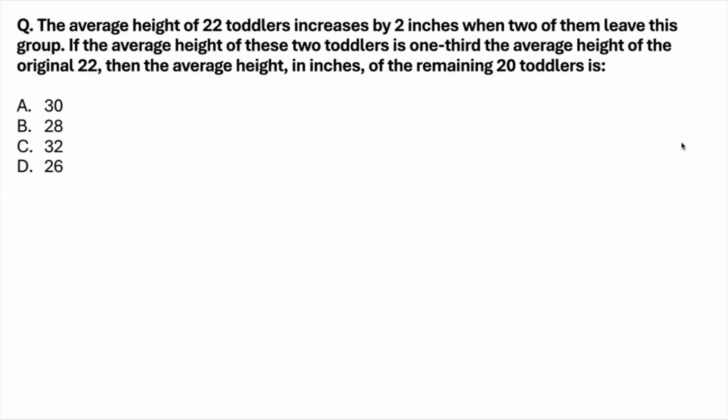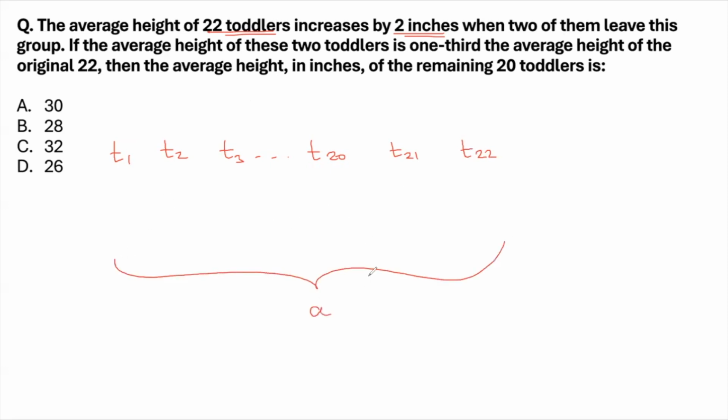Fine. So the question says, the average height of 22 toddlers increases by 2 inches when 2 of them leave this group. Okay, so let's have the toddlers as T1, T2, T3, up to T20, T21, and T22. Let's suppose the average of all these toddlers together was A.